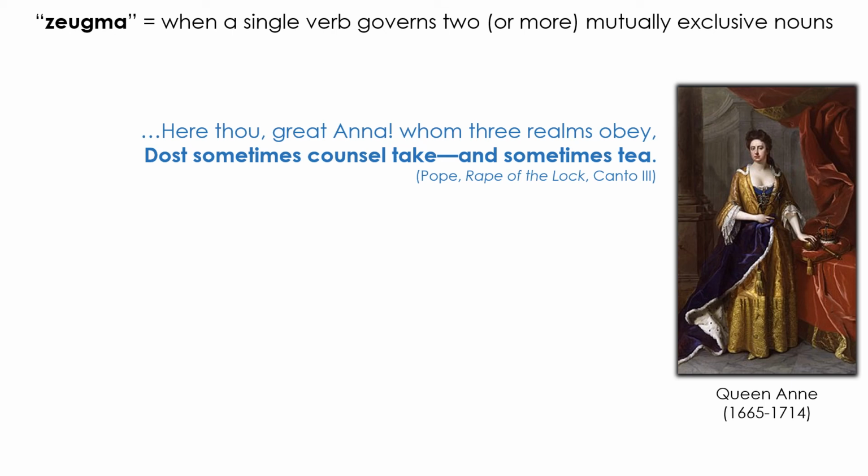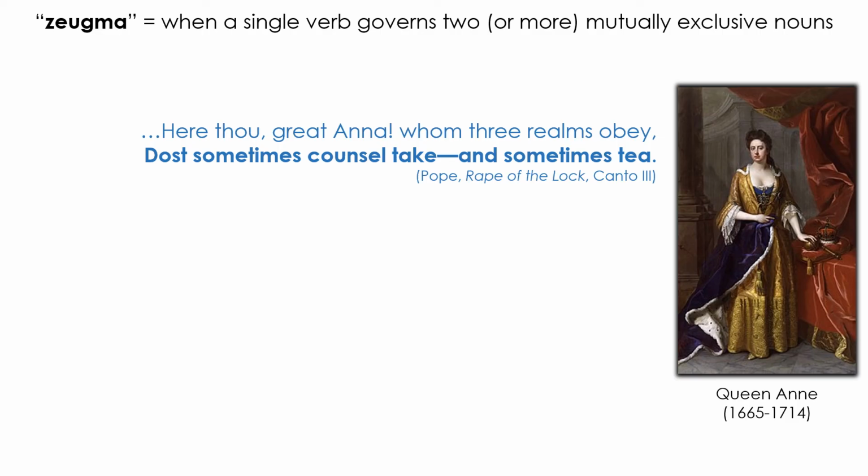Hear thou, great Anna, whom 3 realms obey, dost sometimes counsel take, and sometimes tea. So great Anna is Queen Anne, who was queen when the poem was written and published. The 3 realms who obey her are England, and I'm afraid that Wales at this time is seen as a part of England, and Scotland and Ireland. So the 3 realms, England and Wales, Scotland and Ireland.